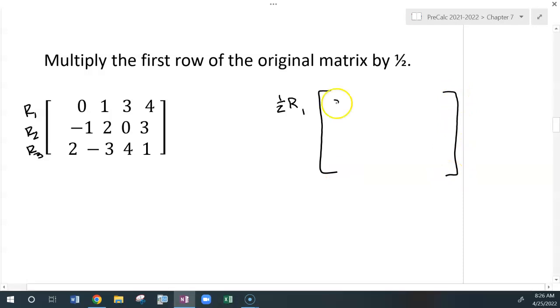So 0 times 1/2 is still 0. 1 times 1/2, that's 1/2. 3 times 1/2 is 3 over 2. And then 4 times 1/2 is 2. And then I don't make any changes to the other rows. So -1, 2, 0, 3, and 2, -3, 4, 1. That's how I do that row operation.